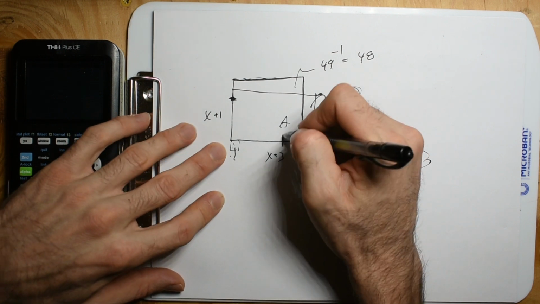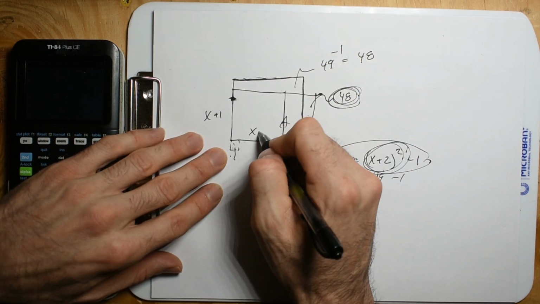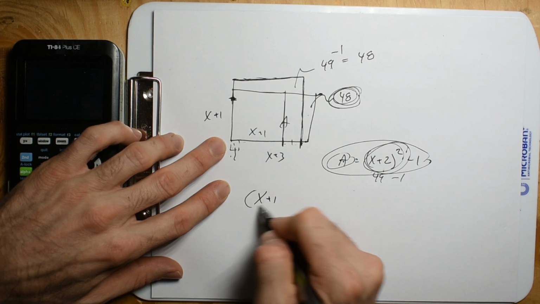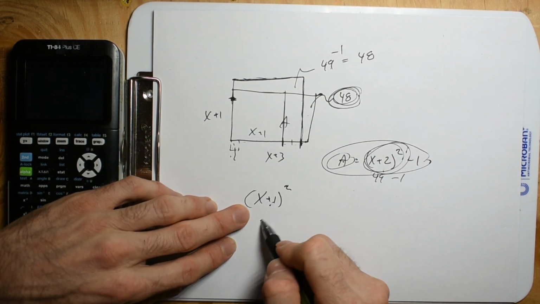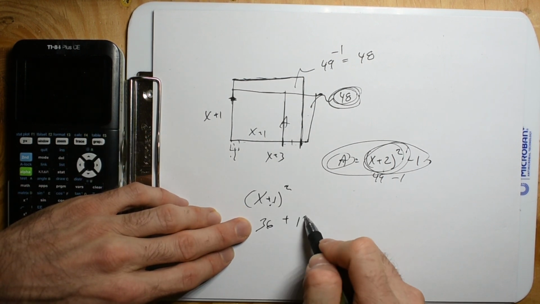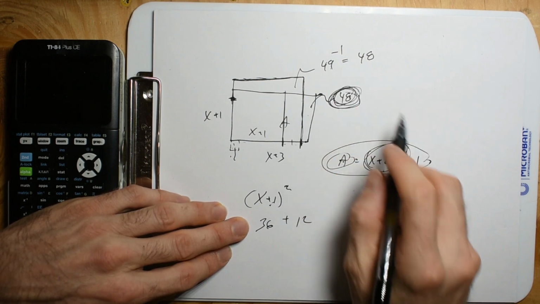Sweet. And finally, let's just do that other one. We have x plus 1. That's going to be x plus 1 squared. This is going to be 6 squared. Heck yeah, 36, but we have to add 12 to get up to that 48.